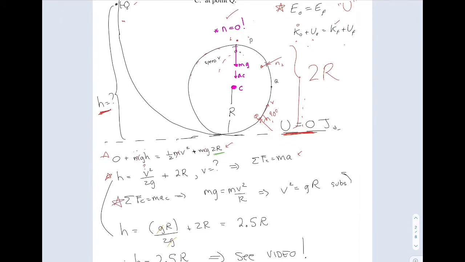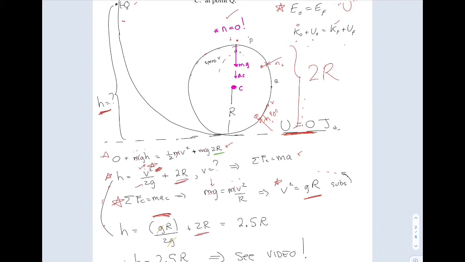So I did F equal ma in the centripetal direction. mg points down. Okay, that's my positive direction. That's mv squared over r. So mass drops out. So that gives me v. I just need to solve it for v squared because I have a v squared here. So I take this v squared and I put it back right there. So my height is v squared, don't forget the 2g on the bottom, plus 2r.